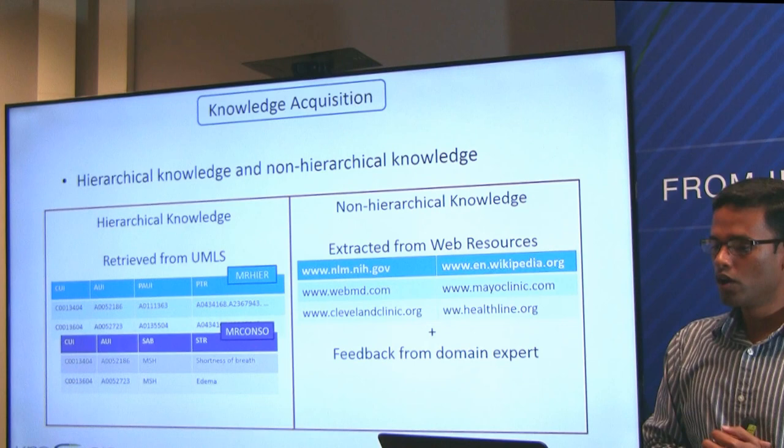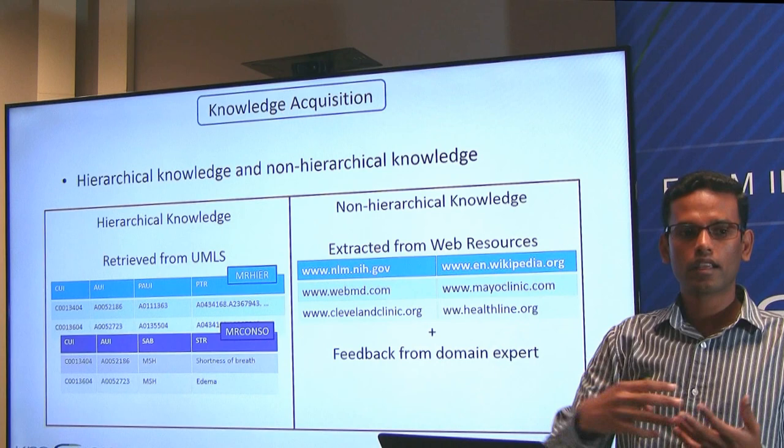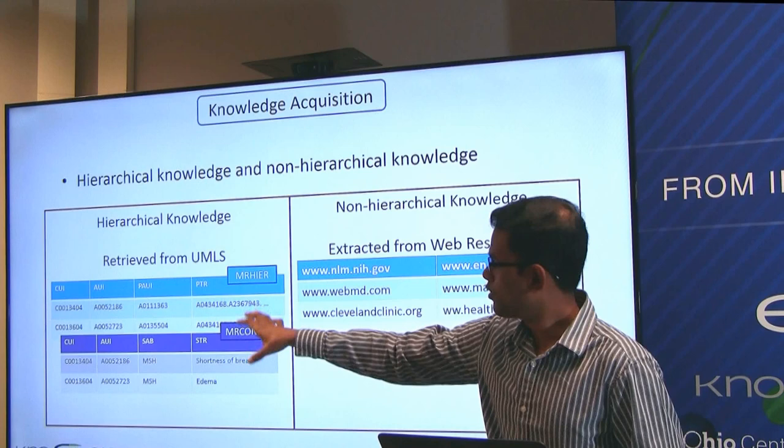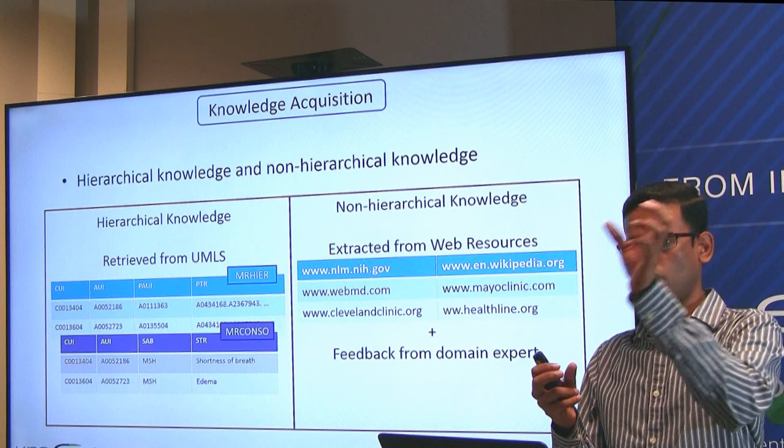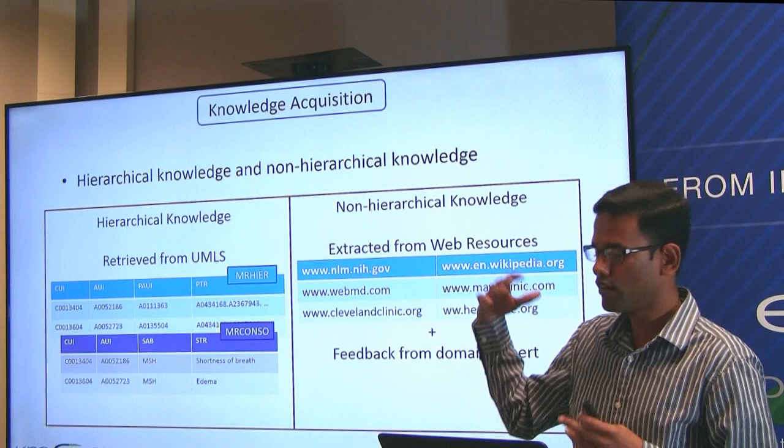Now, to do this, we are not starting from zero, because there are knowledge bases that will give you hierarchical knowledge about it. If you go to the UMLS, they have these two tables. With these two tables, you can create the hierarchy. And there are credible web resources that you can use to find which drugs treat which medication. But what we did was we selected these things, and whatever we add to the knowledge base is validated by the domain expert.